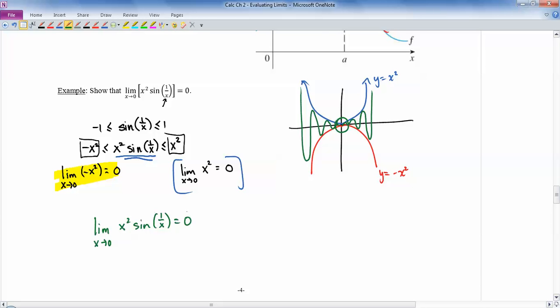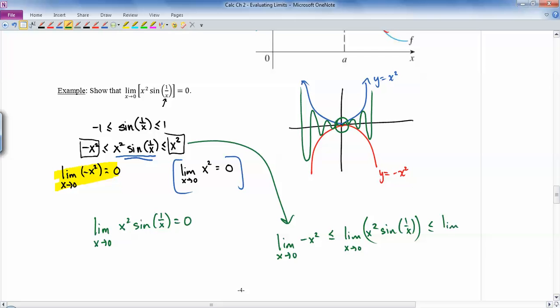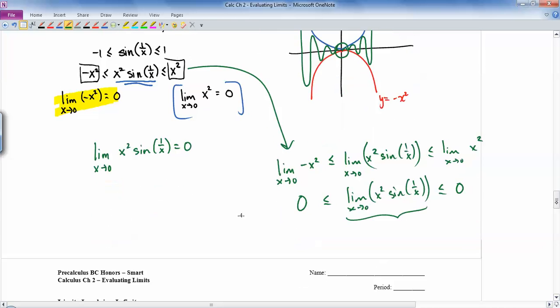In fact, you could write it like this. From this line, you could just say, let's take all the limits as x goes to 0. And that's got to be less than or equal to the limit as x goes to 0 of x squared sine 1 over x, which has to be less than or equal to the limit as x goes to 0 of x squared. And since this one's 0, and since the other one is 0, then this is stuck in between. So that's got to be 0 too.